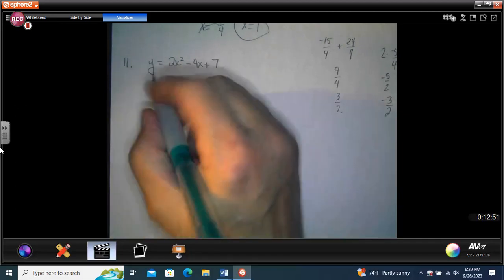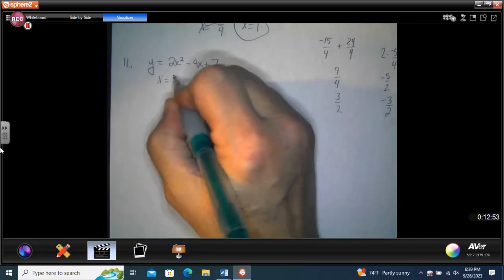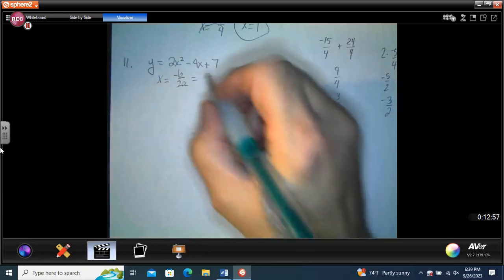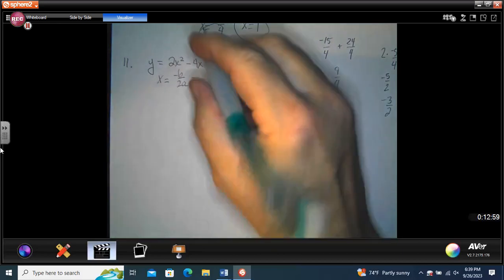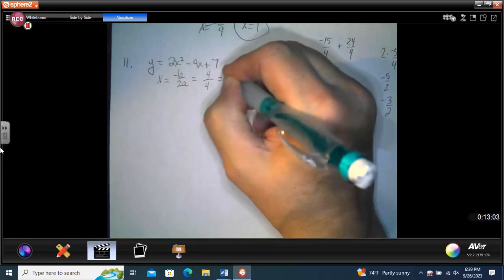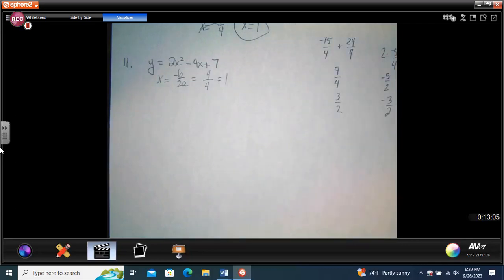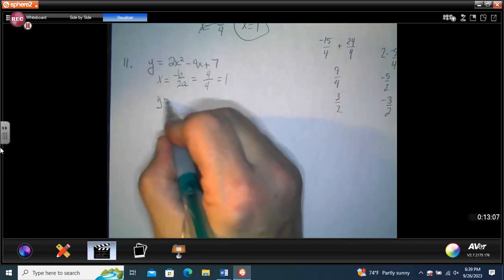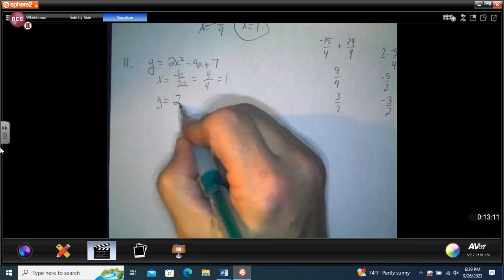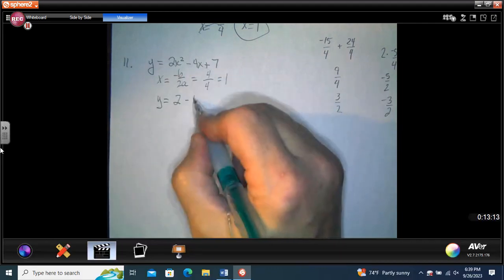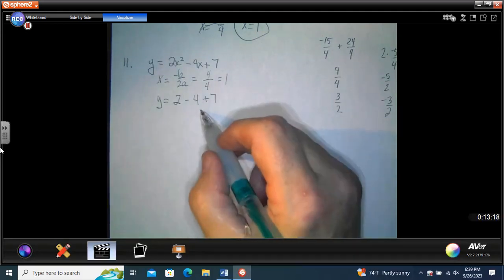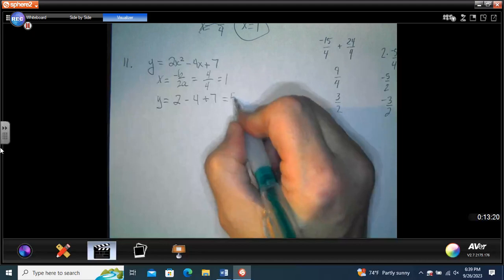So first thing I like to do is go to the vertex, and I use the opposite of b over 2a because we are in standard form. So the opposite of b is going to be 4, and over 2a is going to be 4. So the x-coordinate of the vertex is 1. And then I like to plug that in right away. So that's going to be 2 times 1 squared, which is 2, minus 4 times 1 is 4, plus 7. So 2 minus 4 is negative 2, plus 7 is 5.